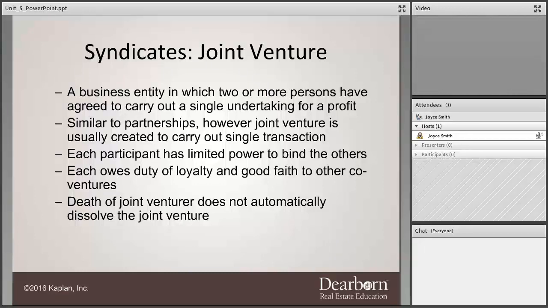Each owes a duty of loyalty and good faith to the other co-venturers, and the death of a joint venturer does not automatically dissolve a joint venture unless it's only two. Usually what will happen is the joint venture goes on, and the heirs of the venture partner that dies would benefit from that.